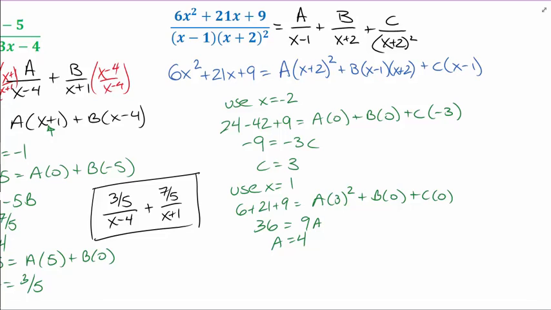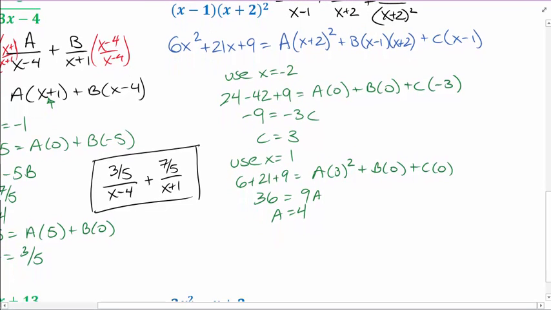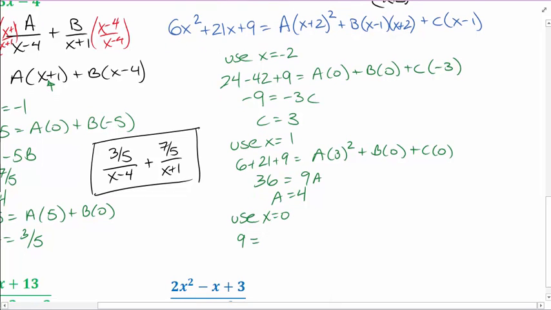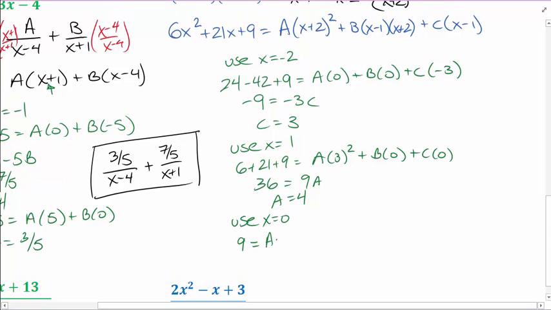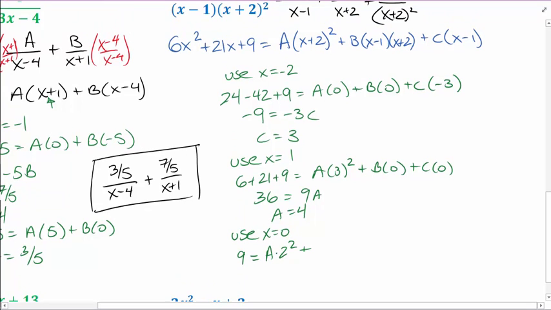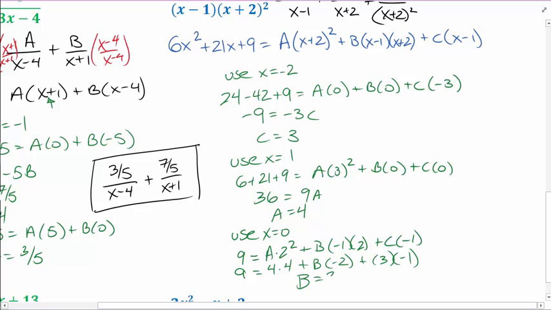So how do I finish this off? I'm just going to pick a third value to plug in. I'm going to use an x value of 0 because I think 0 is easy to plug in. When I plug that back in, I get 9 on the left. I get a times 2 squared plus b times negative 1 times 2 plus c times negative 1. I already know my a and c values, so I can get 9 equals an a value of 4 times 4 plus b times negative 2 plus my c value is 3 times negative 1. I can solve that to get a b value of 2.